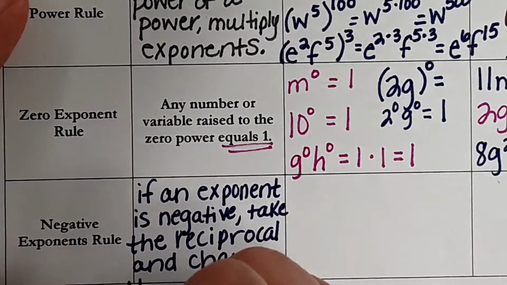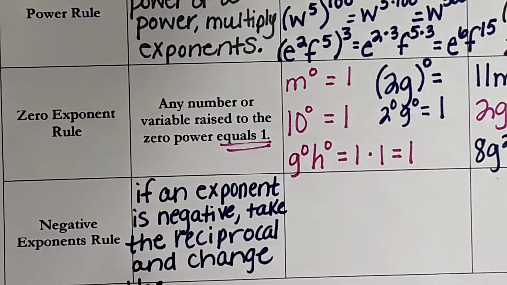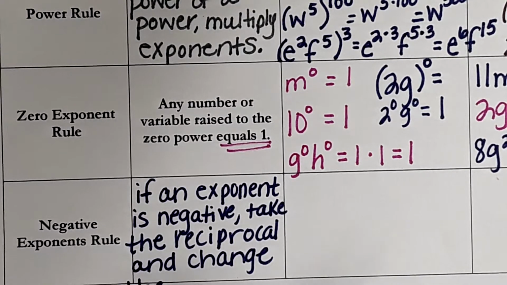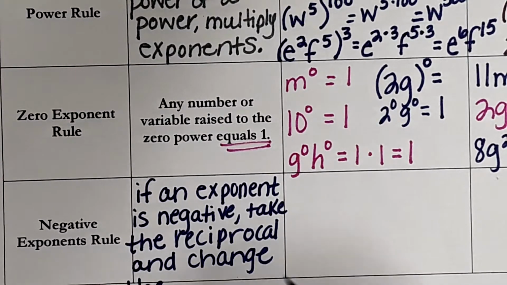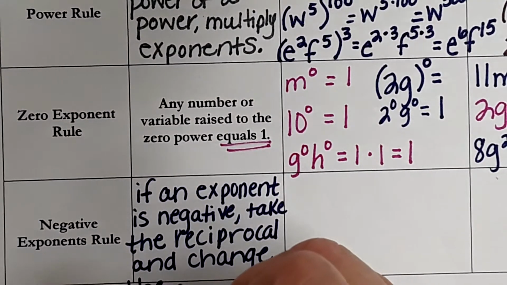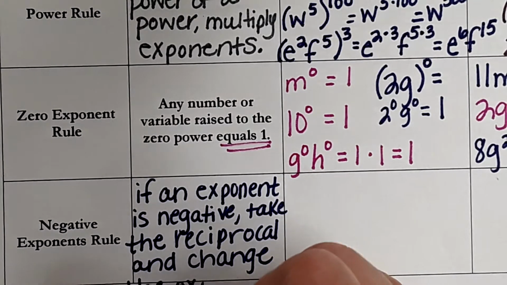That means if it's negative, when you move it, the exponent becomes positive. Remember, it's unhappy wherever it is, and when you move it, it's happy again. If you're unhappy right now and I put you back into your bed, you would be happy, you would be positive. So change the exponent.